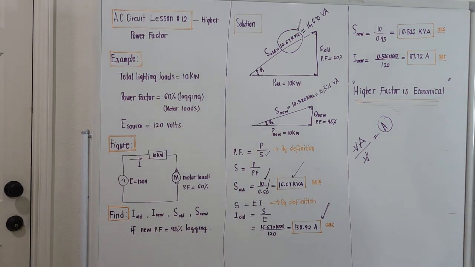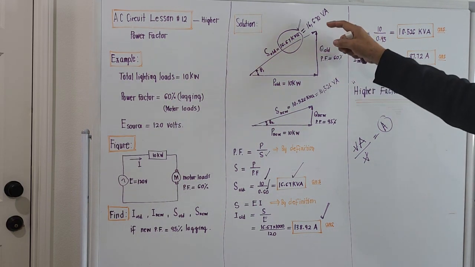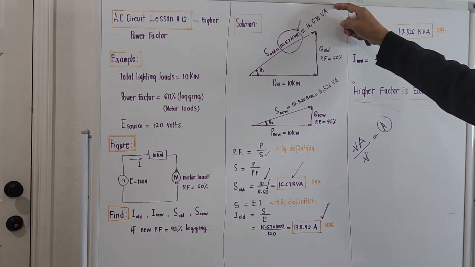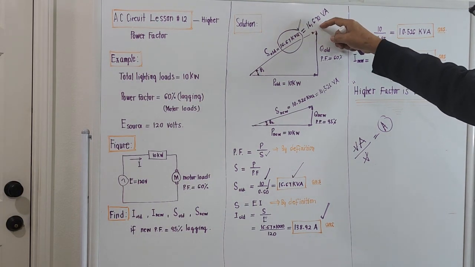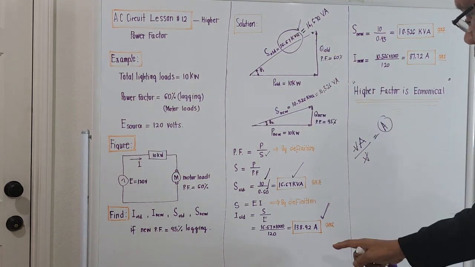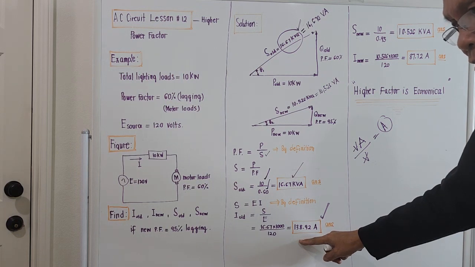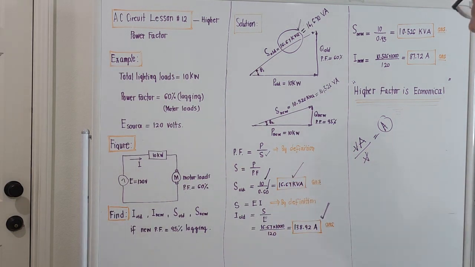Meaning originally, when the power factor is 60%, the total apparent power drawn from the line is 16,670 volt-ampere, and the total current drawn is almost 140 amperes. Okay, let's go with the new condition.